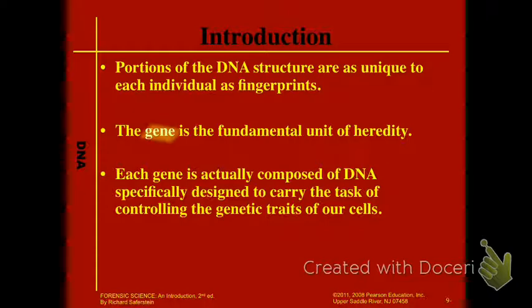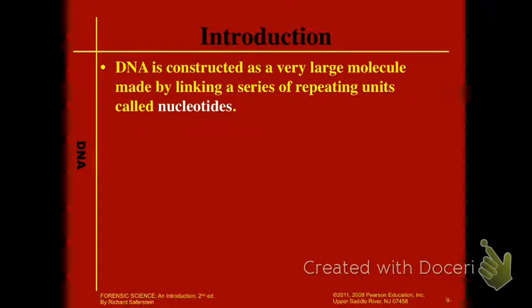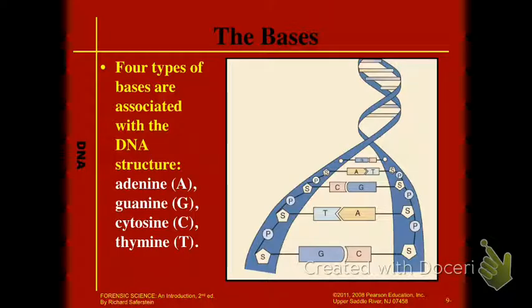And there are about 10,000 of these units called genes that code for certain proteins and the genetic traits of our cells. The genes are made of DNA. DNA is a very large molecule, and it's made up of repeating units called nucleotides. There are 4 different bases in the nucleotides: adenine, guanine, cytosine, and thymine. The order in which they're strung together determines the protein that's produced.